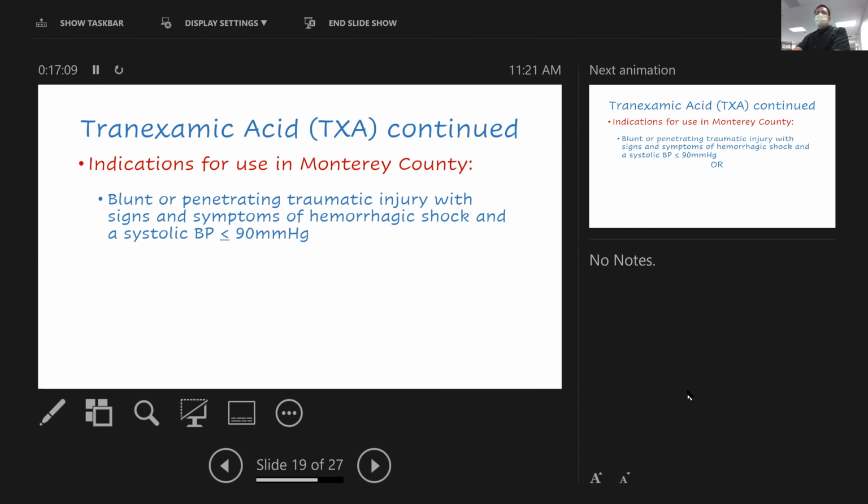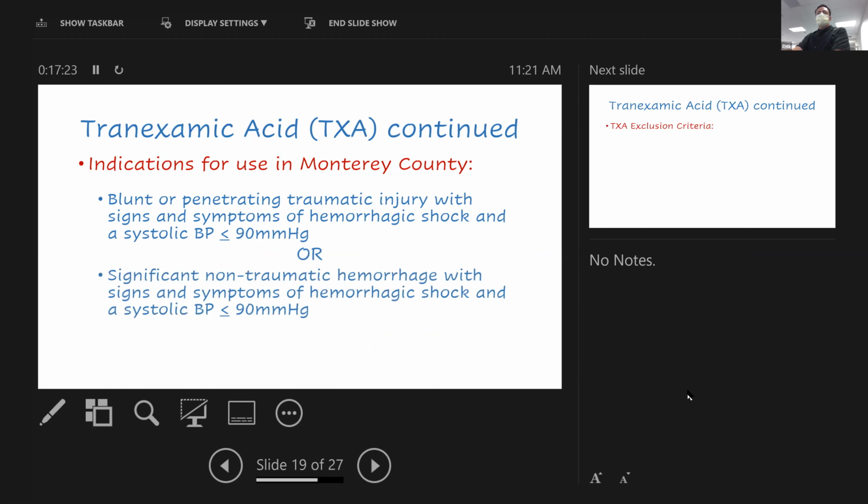Number one, blunt or penetrating traumatic injury with signs and symptoms of hemorrhagic shock and the systolic blood pressure less than 90 millimeters of mercury. Or significant non-traumatic hemorrhage with signs and symptoms of hemorrhagic shock and a systolic blood pressure of less than or equal to 90 millimeters of mercury. So it can be used in both a traumatic setting and a medical setting.